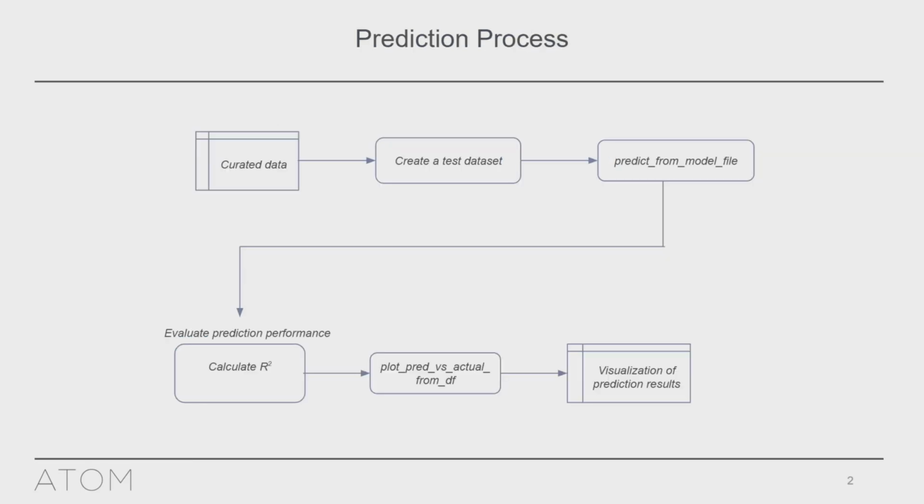Two key functions that will be used are the predict_from_model_file and plot_pred_versus_actual_from_df functions. After the test dataset is generated, the first function will take the path to the tarball file where the model is saved and predict pKi values for the new test set compounds. Then the prediction performance will be evaluated using the R-squared score. The second function will take a data frame containing both the predicted and actual values for the pKi and output a plot that visualizes the relationship between these values.